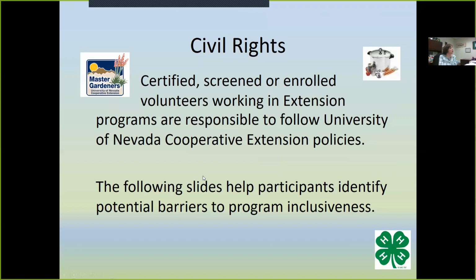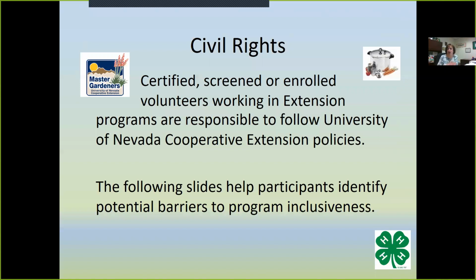And then it is important that our certified, screened, and or enrolled volunteers that work in Extension are responsible for following our policies. So again, you have to make sure that your volunteers understand all of these policies that we have. We're not trying to be stinky. We're not trying to be mean. It's just critical.